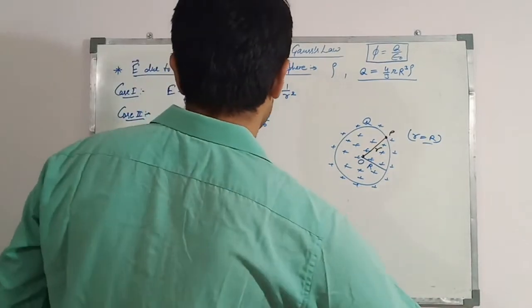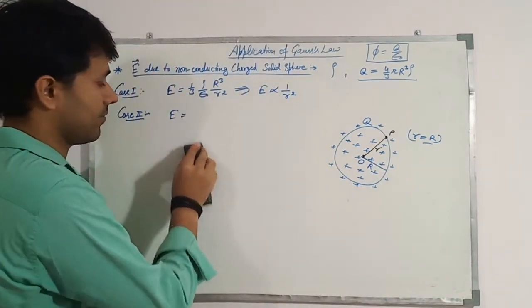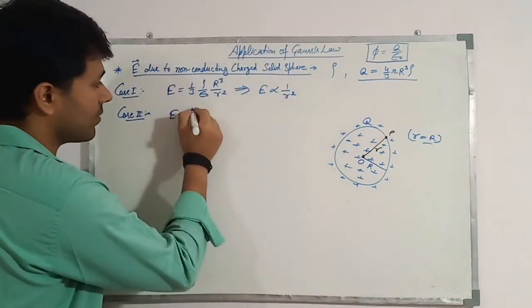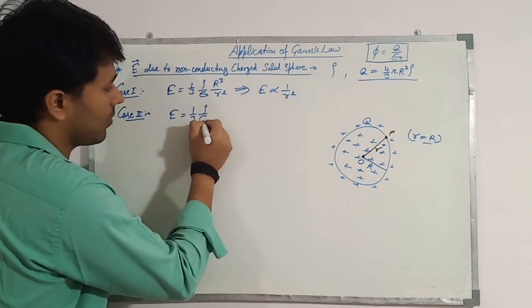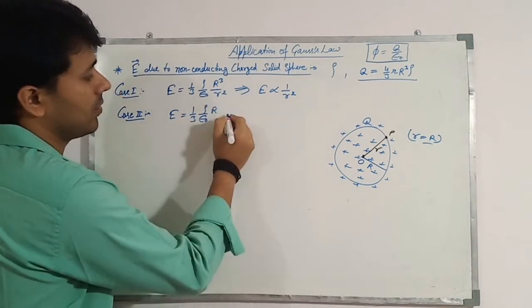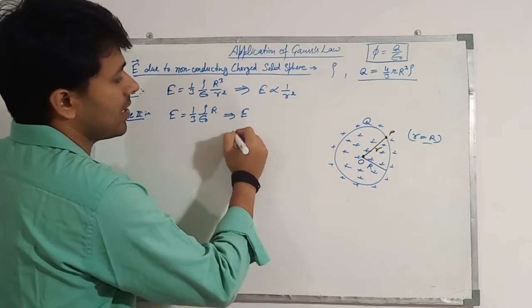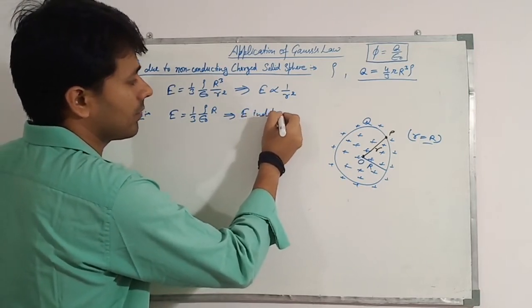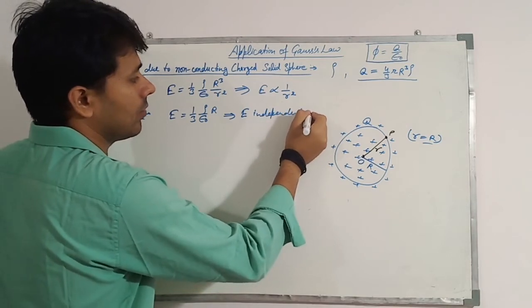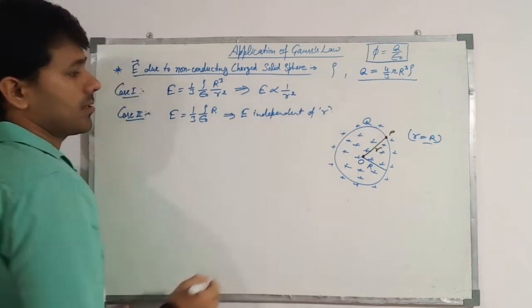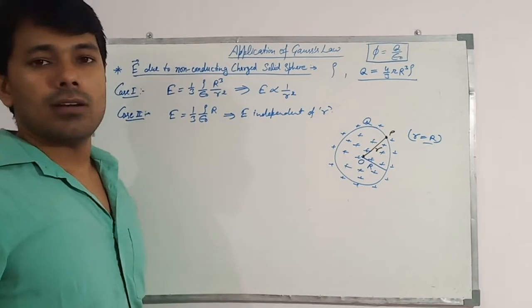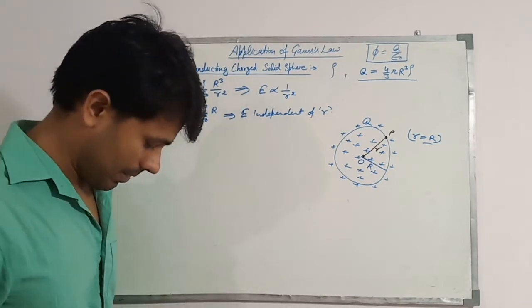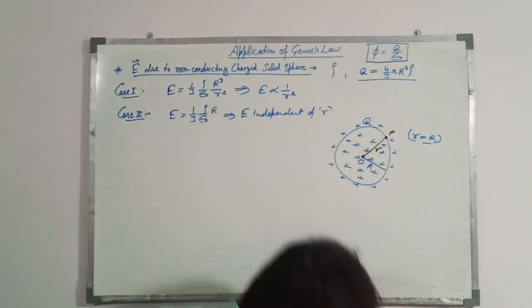Right? That is, in terms of case second, the electric field is 1 by 3 rho by epsilon naught r. So from here we can see that E is independent of the radius of the Gaussian surface. Right? Okay.